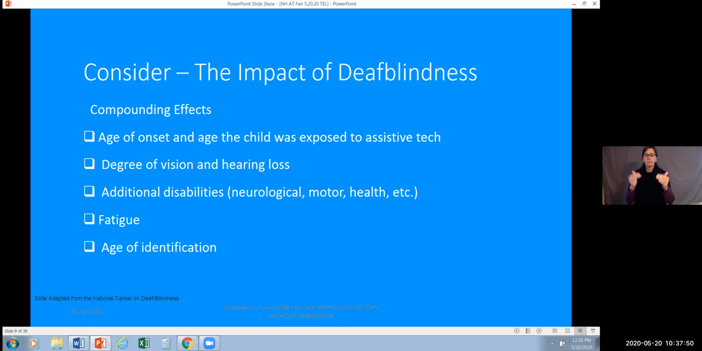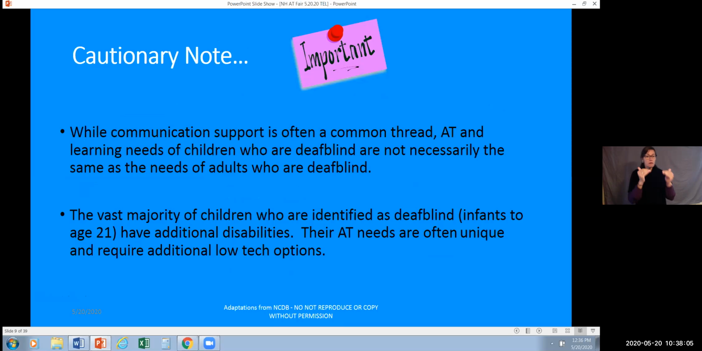These are some other categories to consider. Certainly the age of onset and the age the child was first exposed to assistive technology, the degree of vision and hearing loss, whether there's the prevalence of additional disabilities, fatigue, and age of identification.